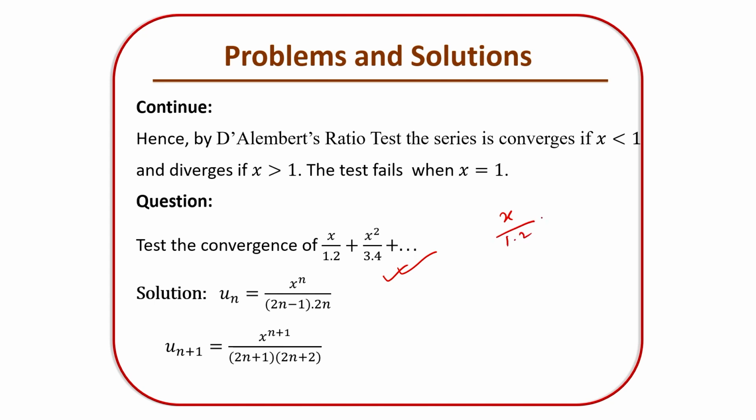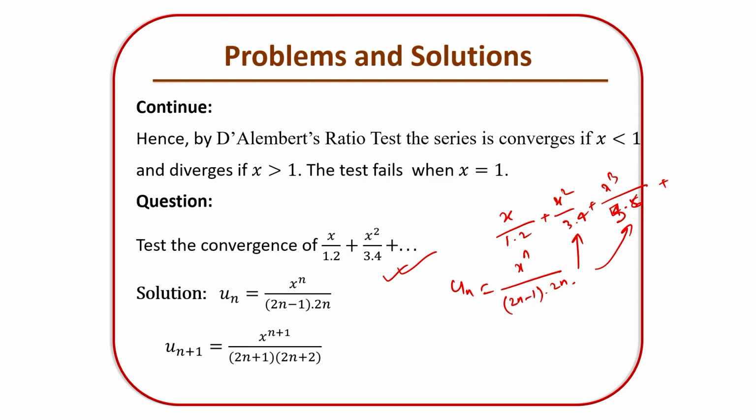So now come to the next question, that is test the convergence for the series x divided by 1 into 2 plus x square divided by 3 into 4 plus x cube divided by 4 into 5 plus and so on. Not only 4 into 5 but 5 into 6, right? And so on. So that means u_n can be written as x to the power n divided by (2n minus 1) into 2n, right?